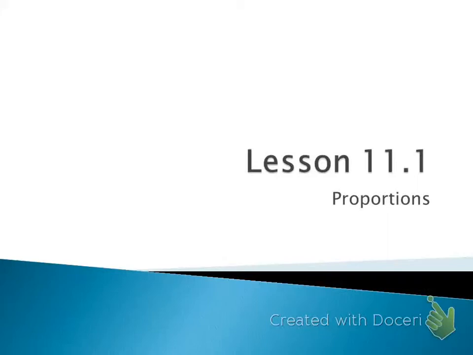All right, today we're going to be doing lesson 11.1 and 11.2. But first we're going to go over 11.1, which is solving proportions. Now, what a proportion is, and you may have seen these before, is two fractions that are equal to one another. So a good example of a proportion could be something like 1/2 is equal to 3/6. Now, I know 3/6 is not identical to 1/2, but if I were to reduce 3/6, I would get 1/2. So they're equivalent to the same amount.